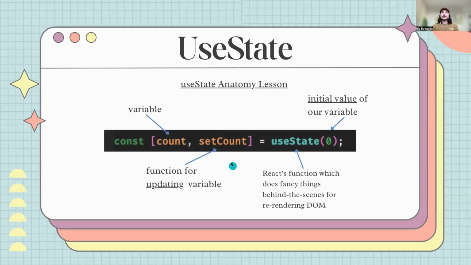And this slide just talks a little bit more in depth about what I just said, or I guess it's just a visual of what I already just went over. So this is your variable. This is your function for updating that variable. This is React's function, which does fancy things behind the scenes for re-rendering the DOM. So it's called useState, and it's a function, and then you pass in the initial value of the variable. So here we want count to start at 0, so we're passing in a 0.